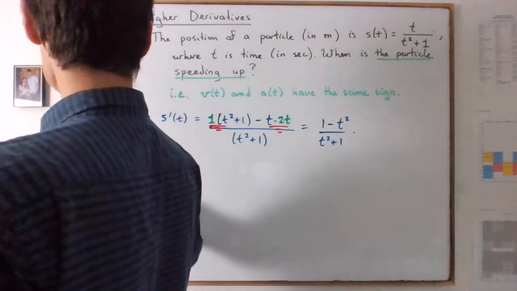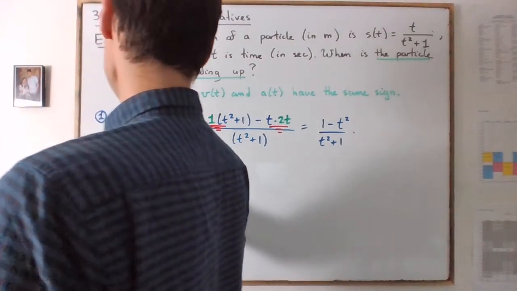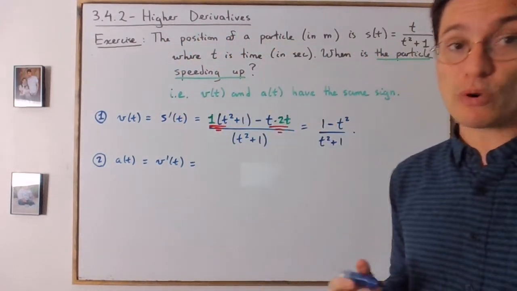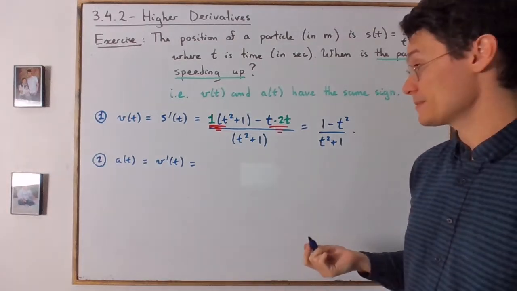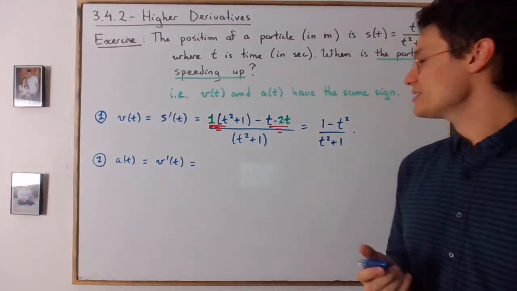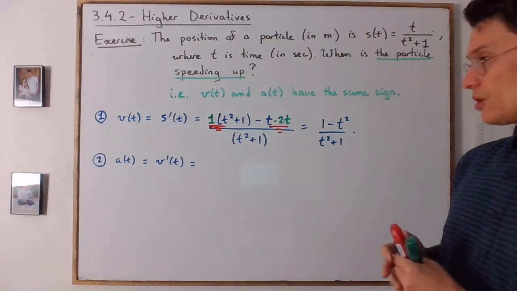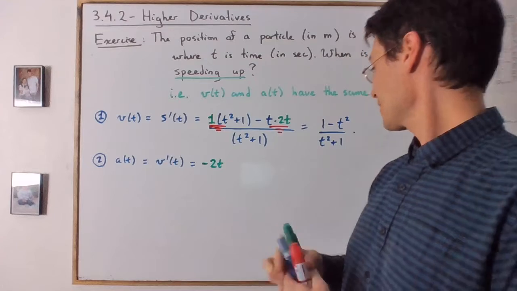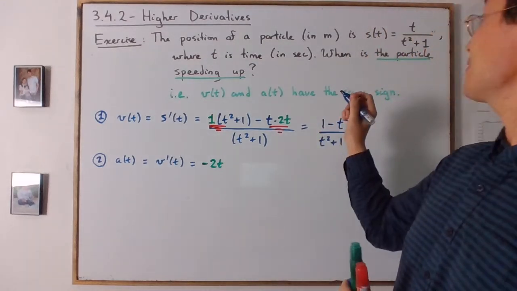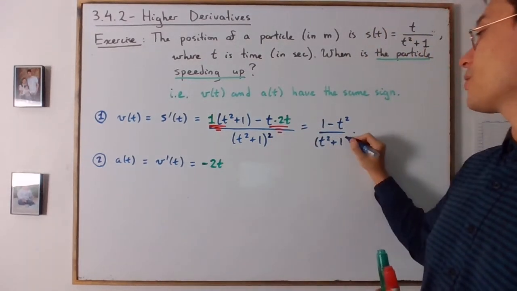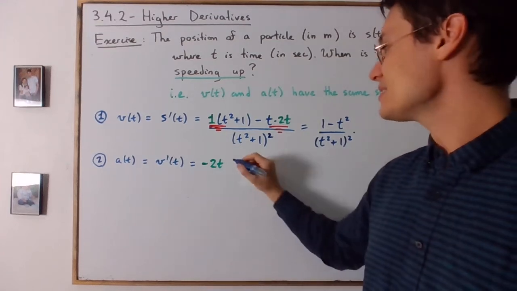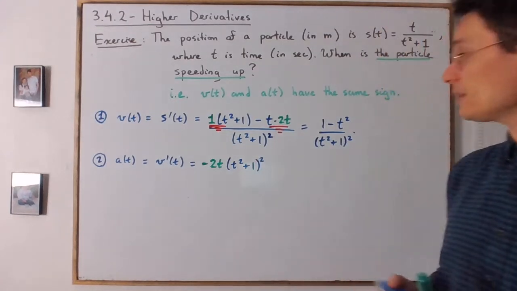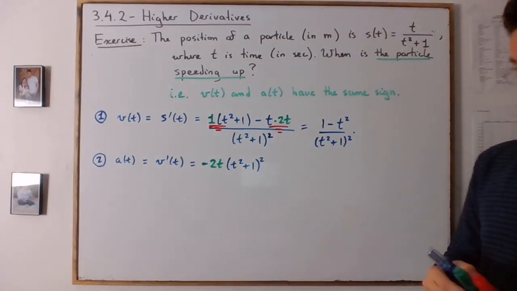So let's go and take the acceleration. The acceleration, remember, is the derivative of the velocity. In other words, the second derivative of the position. So let's go ahead and use the quotient rule again. Derivative of the top, which will be negative 2t, times the bottom, and here I feel that I forgot a square. There you go. All right, and you will see this complicates the derivative a little bit, but not by much. It's still something that you can manage.